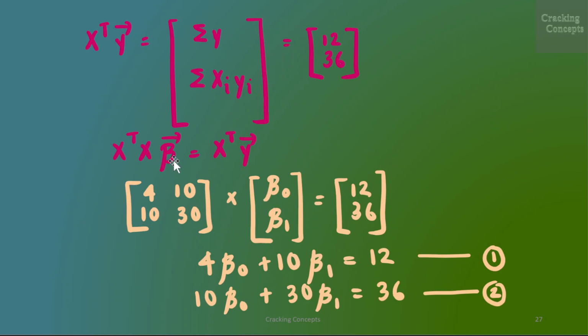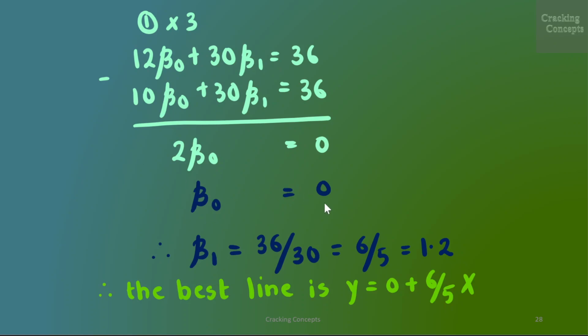Now x transpose x beta vector is equal to x transpose y vector, and we substitute the values we got. On solving the equations, we get beta 0 as 0 and beta 1 as 1.2. So from this example, we see that the best line for this model is y equal to 0 plus 6 by 5, which is 1.2, times x.